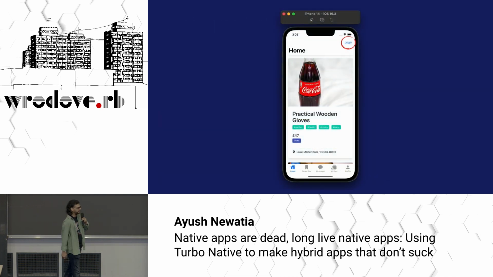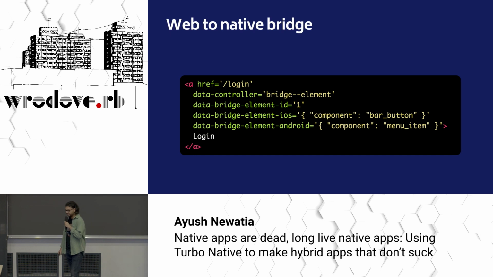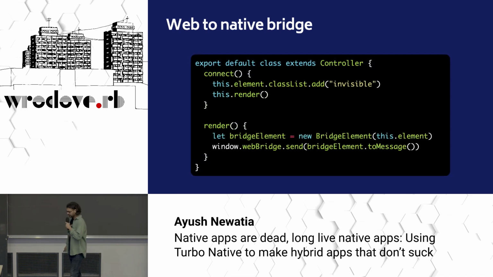So how would we implement this login button in our hybrid world? Well, the first thing we need to do is render a proxy web element that acts as a communication bridge for it. So we just render a simple link. We attach a Stimulus controller to it called bridge element. I'll show you what that is in a sec. And we assign some more data attributes that tell the native app what to do with it. Like in this case, it just tells what kind of component it should render it as in the native world.